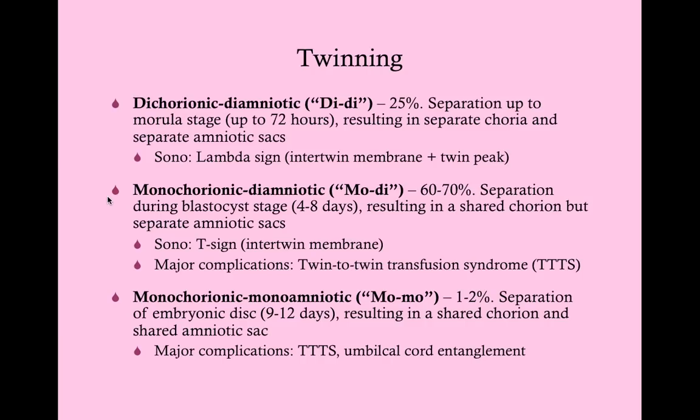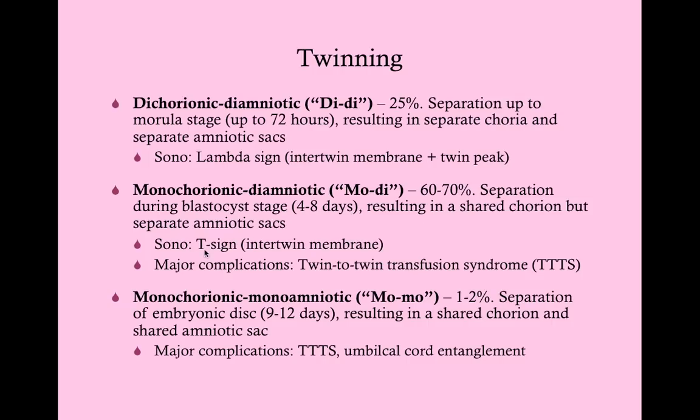If you have separation after the trophoblastic layer has begun to form, but before the amniotic sac has begun to form, then you will have a shared placenta, but you'll have separate amniotic sacs. This is called monochorionic diamniotic, also known as Mo-di twinning, and this is the most common type of monozygotic twinning.